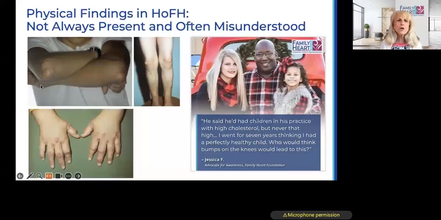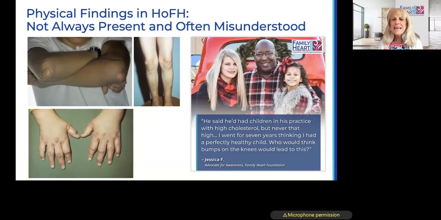Now, these are more general for HeFH and HoFH. These are tuberous xanthomas and tendon xanthomas that can be seen in HoFH. But they are not always present. And that's why the US Preventive Service Task Force is wrong in saying that it's out of scope. Somebody doesn't walk into their doctor's office with a sign around their neck that says, I have HoFH. It just doesn't happen.